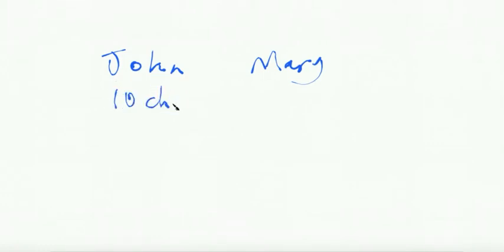Imagine now that John and Mary are given chocolates again. This time John has already been given 10 chocolates. John and Mary have received chocolates in the ratio of 2 to 5. How many chocolates will Mary get if that's the case?